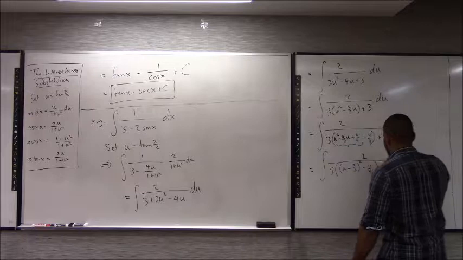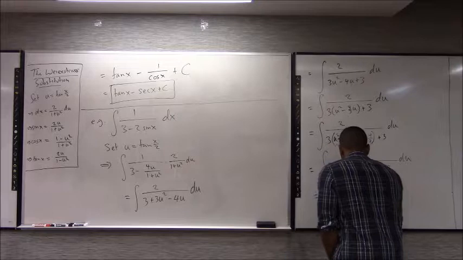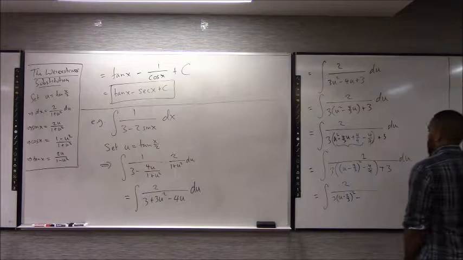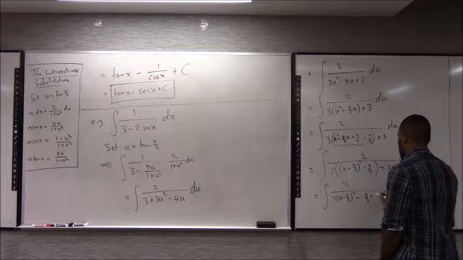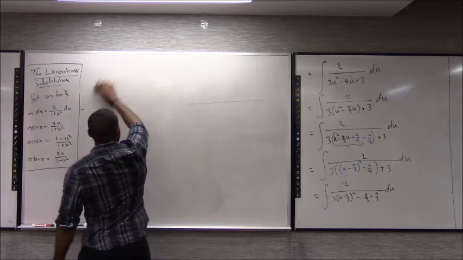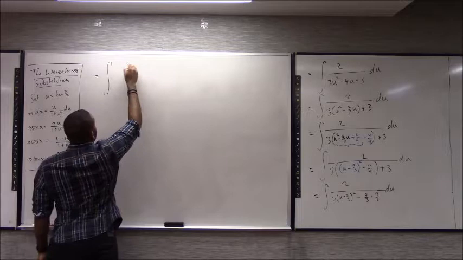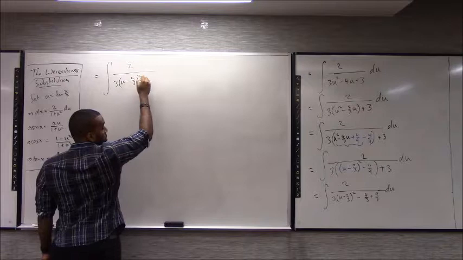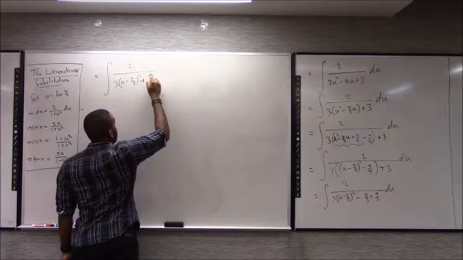It's a 2 du. And so what we have here is 2 over 3 times u minus 2/3 squared, minus 4 over 3 plus 3, which I can think of as 9 over 3, du. So this one's a bit of a mess. But now you can do a trig sub.